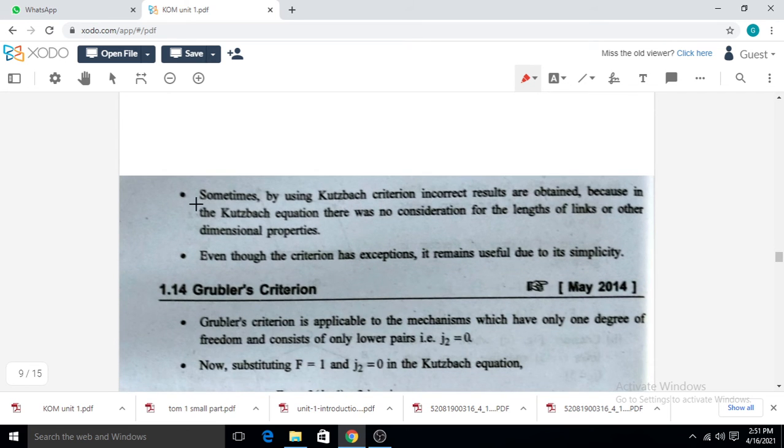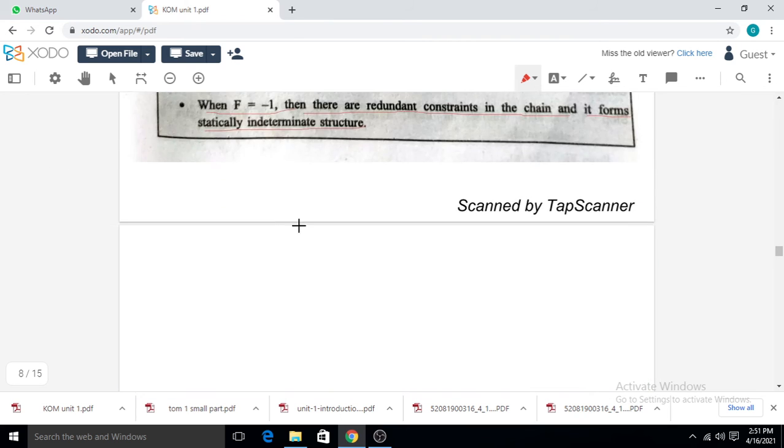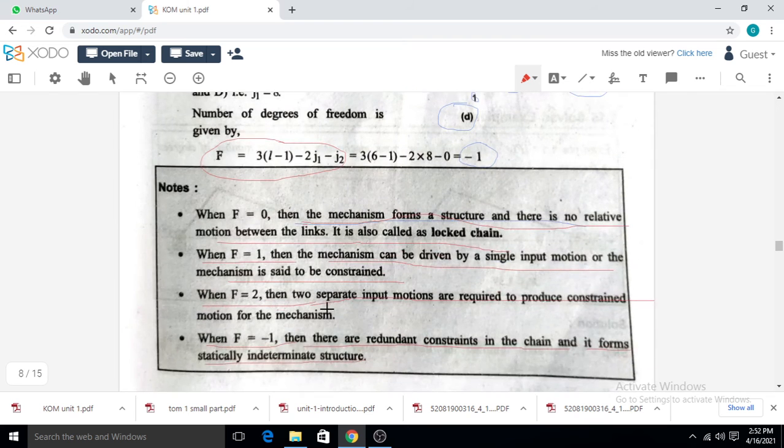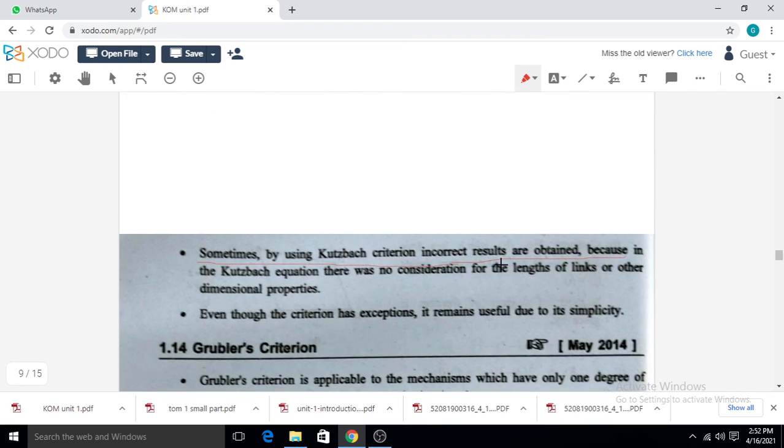Now sometimes by Kutzbach's criterion, incorrect results are obtained. This formula, that is F is equal to 3 into (L minus 1) minus 2J1 minus J2, is called the Kutzbach's criterion. Using it, incorrect results are obtained because in Kutzbach's equation there is no consideration for the length of the links or other dimensional properties.